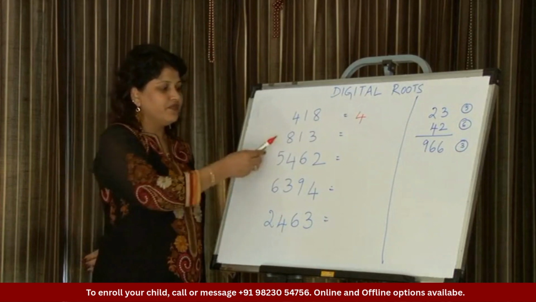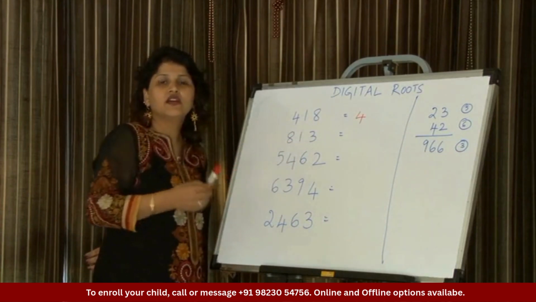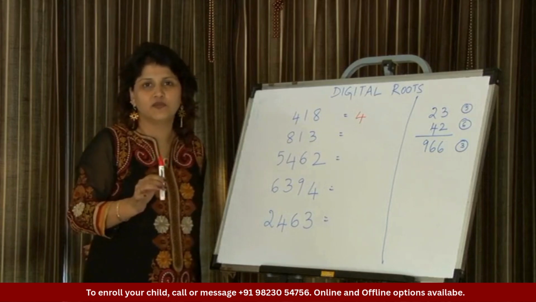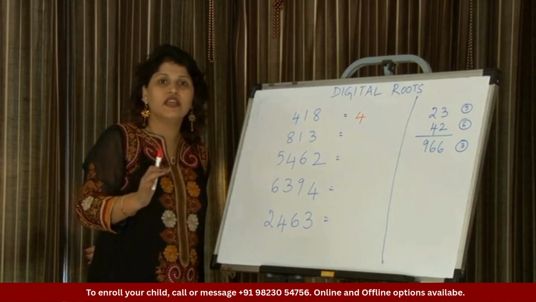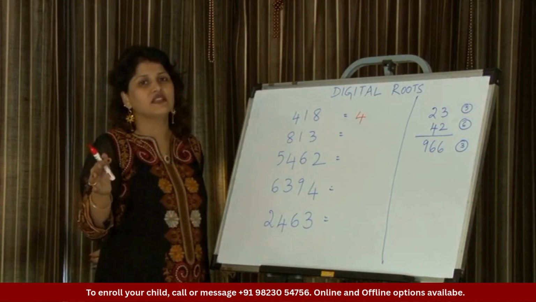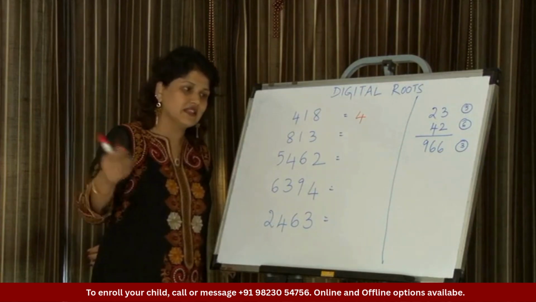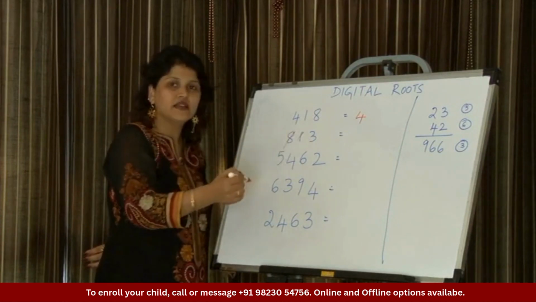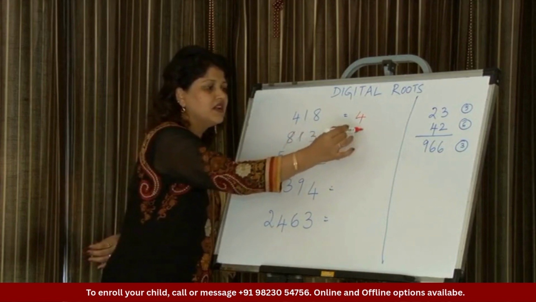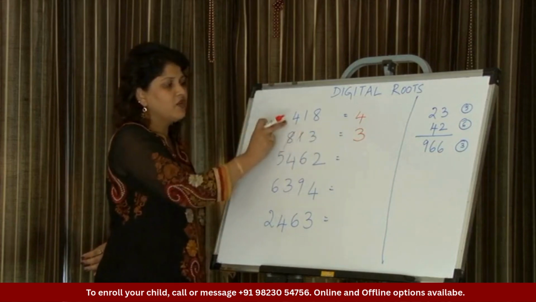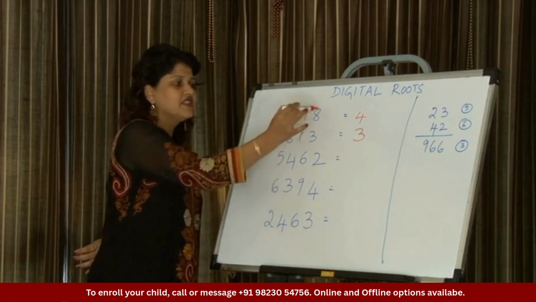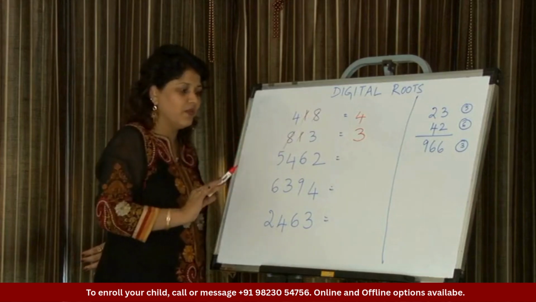And the next one, 813. Reduce it to a single digit. A simple way of doing that is called casting off nines. Wherever I can find totals of nines, I can simply cancel them. 8 plus 1 is 9. The remaining number is the digital root. Go back and look at 418: I could have cancelled 1 and 8, and the digital root is 4.